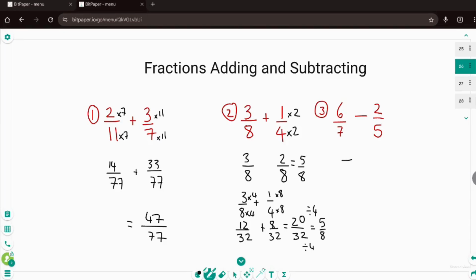And here, well done if you remembered to subtract in the end. Common denominator is 35, which is the lowest common multiple of 7 and 5. Times 5, times 5. 30. Times 7, times 7, 14. 30 take away 14 is 16. So we have 16 over 35.